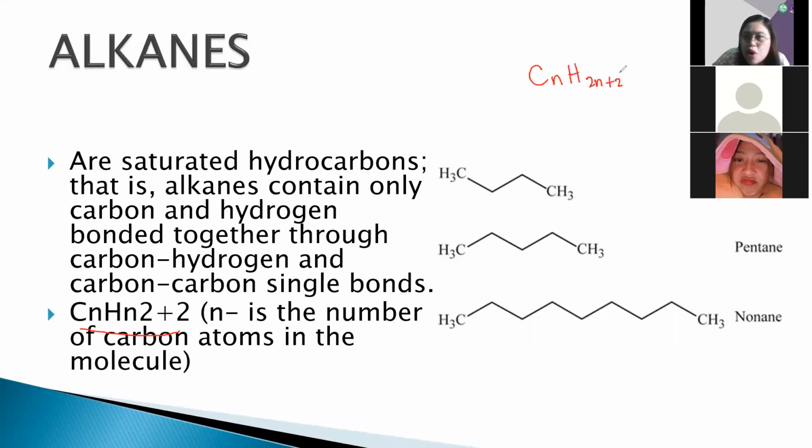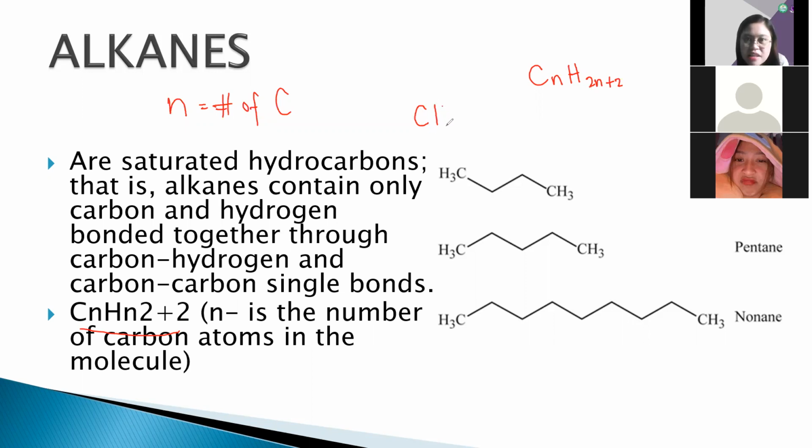CnH2n plus 2. We actually use this formula to predict how many hydrogens will be present in our alkane. N will be the number of carbons. For example, if you only have 1 carbon, so C1, but remember, even in organic chemistry, we don't really write the subscript 1. We automatically write the symbol of the element, like carbon.